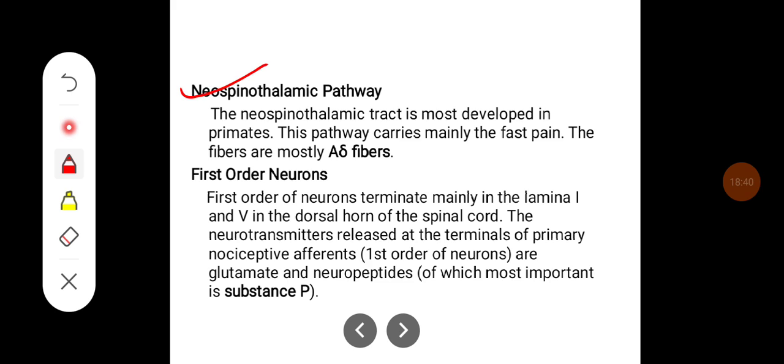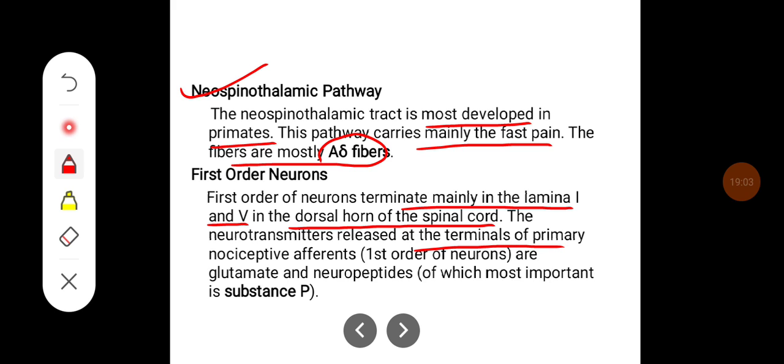Coming to the neo-spinothalamic pathway. The neo-spinothalamic tract is most developed in primates. This pathway carries mainly the fast pain. The fibers are mostly A delta fibers. The first order neurons terminate mainly in laminae 1 and 5 in the dorsal horn of the spinal cord. The neurotransmitters released at the terminals of the primary nociceptive afferents are glutamate and neuropeptides, of which the most important is substance P.